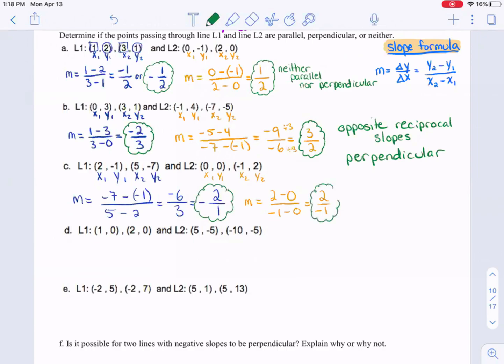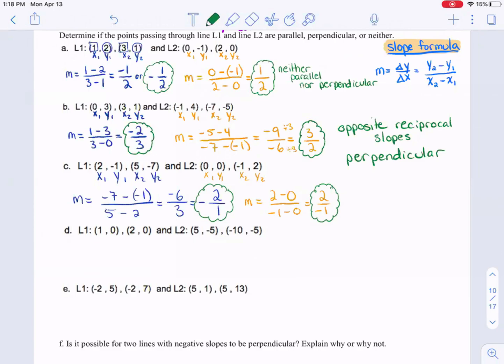Miss Murphy, when we have a negative, does it matter if the negative is in front, like that first slope that says -2/1, or in the second slope where it says 2/-1? Great question. Whenever we have a negative next to a fraction, it doesn't matter whether the negative is in the numerator, the denominator, or just in front.